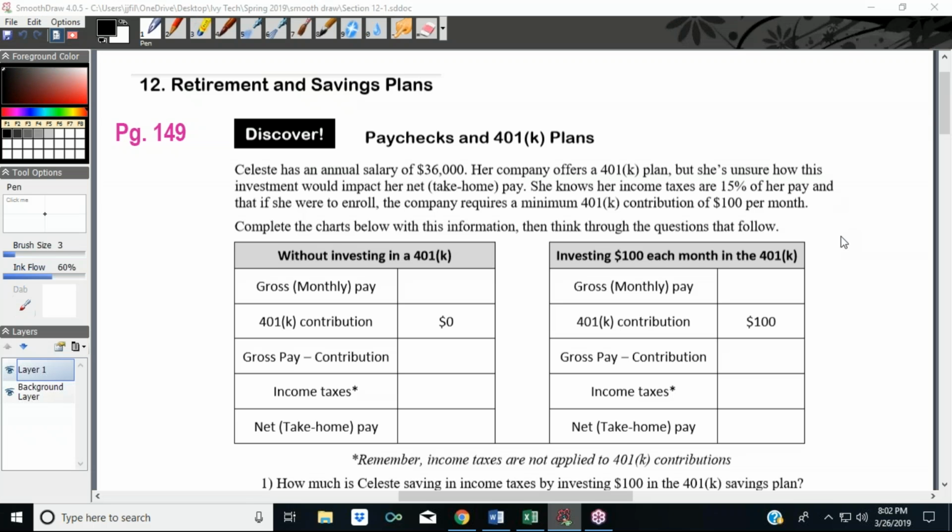Tuesday night, 8 to 9 p.m., Math 123, Section 04D. And today is March 26th, and we are checking out Section 12, which is about retirement and savings plans.